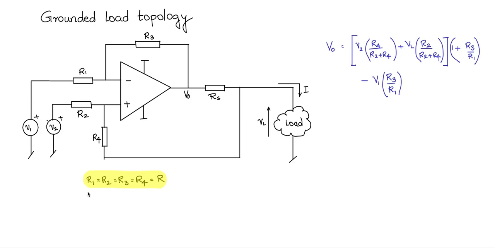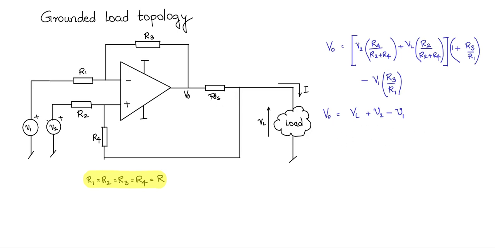But let us apply this constraint. Let's say R1 is equal to R2 is equal to R3 is equal to R4 is equal to R. Then this will become V2 by 2, VL by 2, and this will be 2. So therefore V2 plus VL, here R and R will cancel, minus V1. So it is VL plus V2 minus V1, that is V naught.